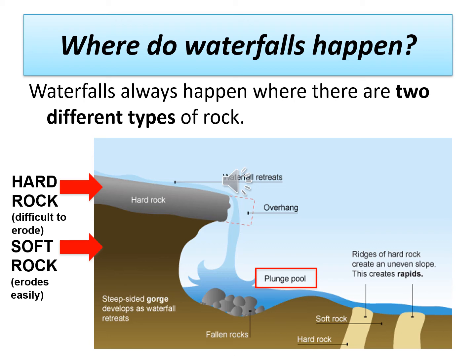You have to be in an area where you have hard rock and soft rock overlying each other, known as the cap and base rock. This is then eroded at different rates, leaving step overs and a plunge pool.